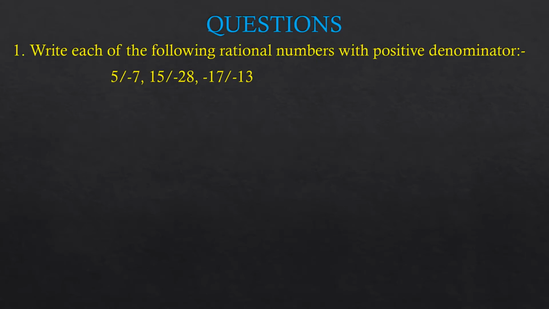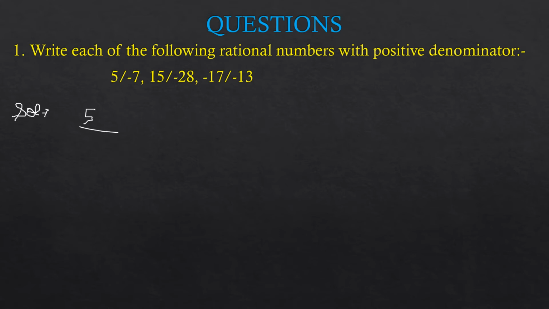Alright, so let's proceed. Now let's come to the questions. In the first question, we are asked to write each of the following rational numbers with a positive denominator. We have discussed it already, right? If we have a negative denominator and we have to make it positive, what do we do? We just multiply the numerator and denominator by -1.